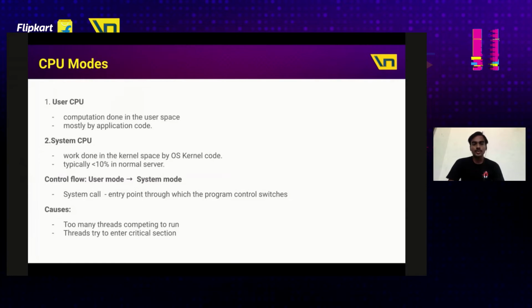So now we talked about the different CPU modes, right? So the natural question comes: when do we go from one mode to another mode? And that's where something called a system call comes into the picture. Whenever you make any system call, that's when the control changes from the user mode to the kernel mode. And the causes for this high CPU could be either you have too many threads competing to run in the system, or you have threads which try to enter some critical sections to access some common data.